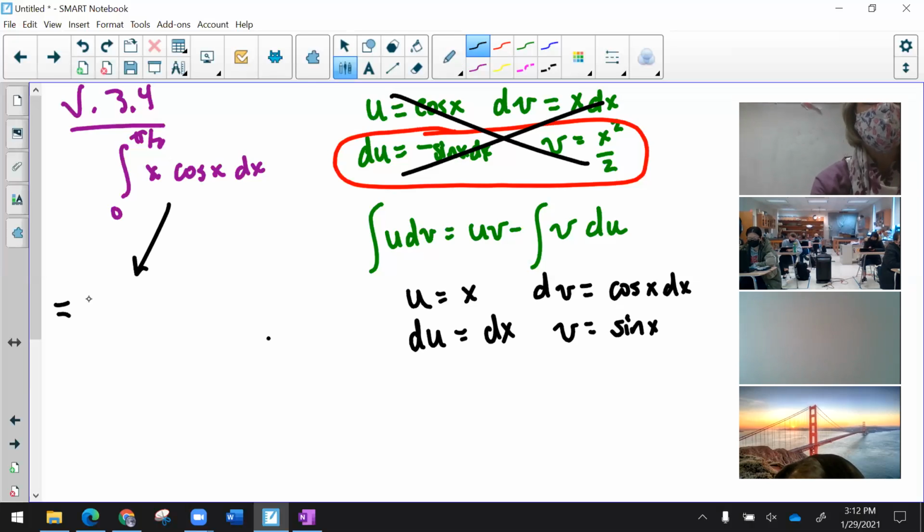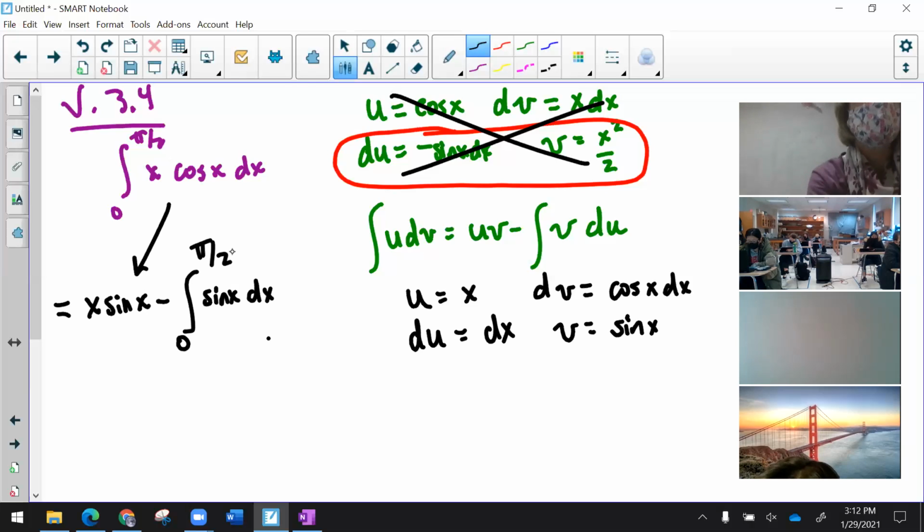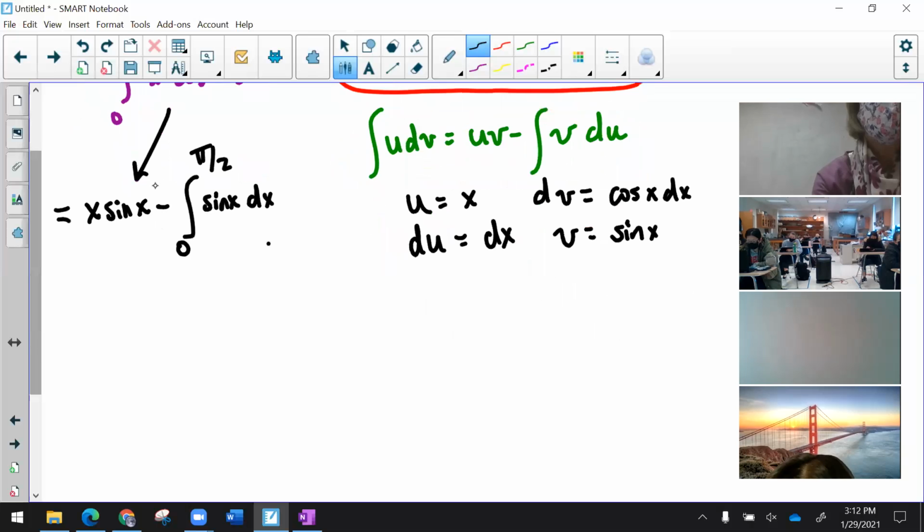So we've got u times v, x sine x, minus my integral of v du, so that's sine x dx. Remember that this whole thing is being evaluated from 0 to pi over 2. That means that at the end, I'm going to have to take that term out front and evaluate it between 0 and pi over 2 as well.